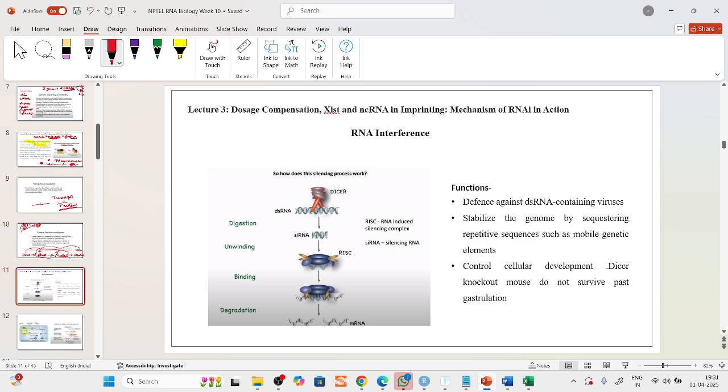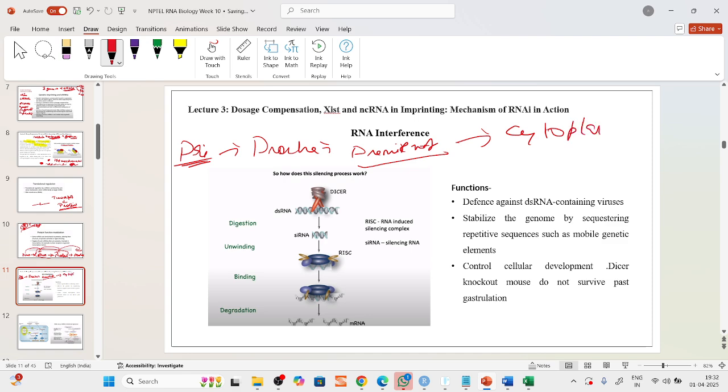RNA interference, we have already studied how it takes place. You have the primary RNA, which is acted upon by Drosha and converted into pre-miRNA. I'm talking about miRNA, but the same is true for siRNA. It goes from the nucleus to the cytoplasm. In the cytoplasm, it is acted on by Dicer, and then one is a passenger strand, the other is the template strand. The template strand goes and binds to the RISC complex, and then it performs its function.